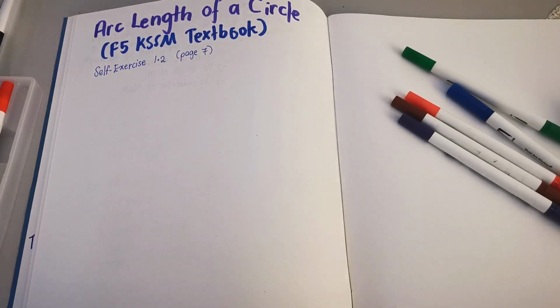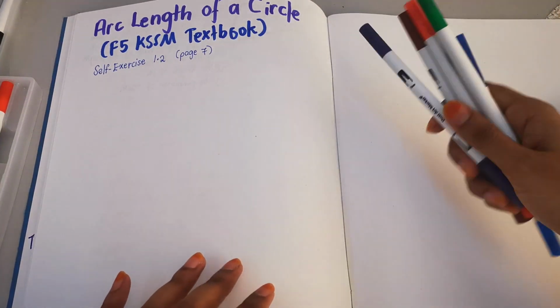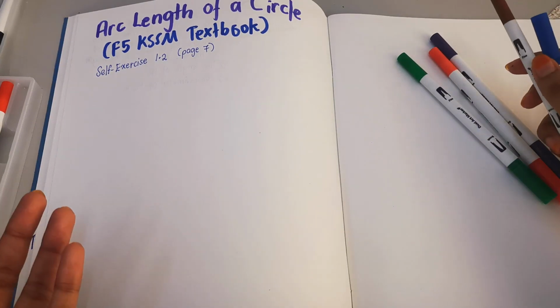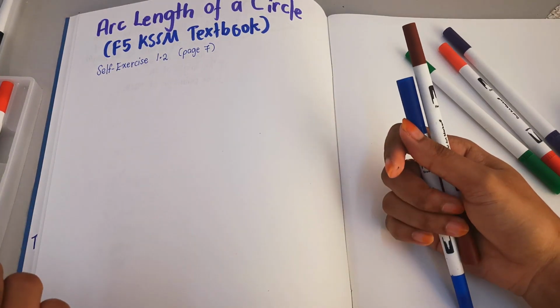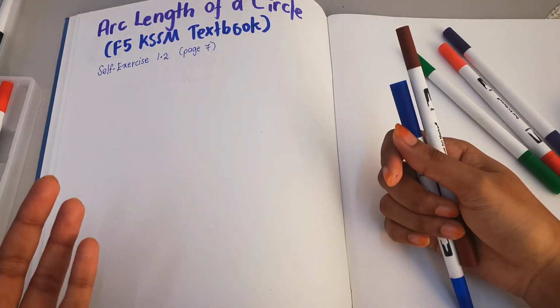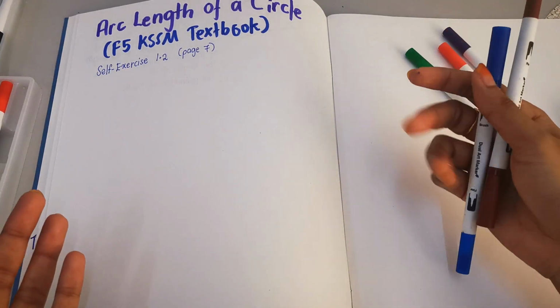So it will be best if you have your textbook with you, have your A4 paper or a book, so we can try all the exercises together. And while you are trying, you can also comment down below whether you are getting the answers according to the steps that I'm going to guide you.